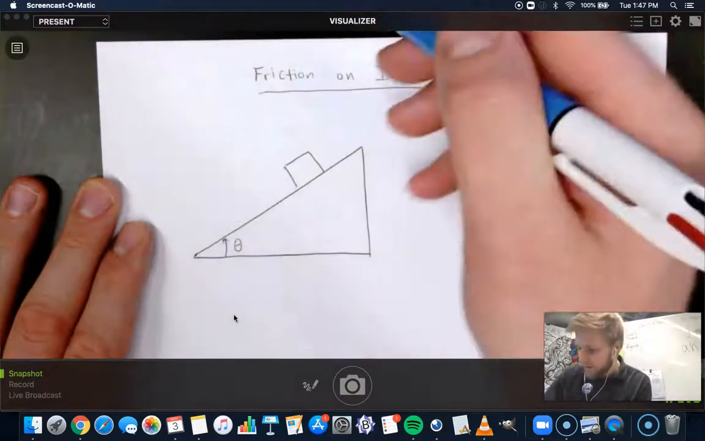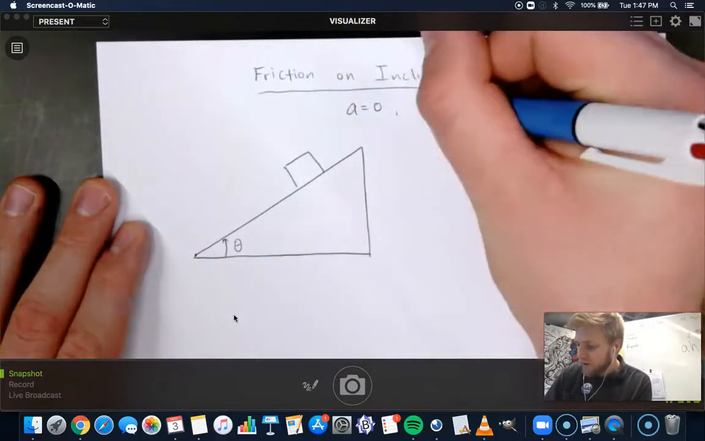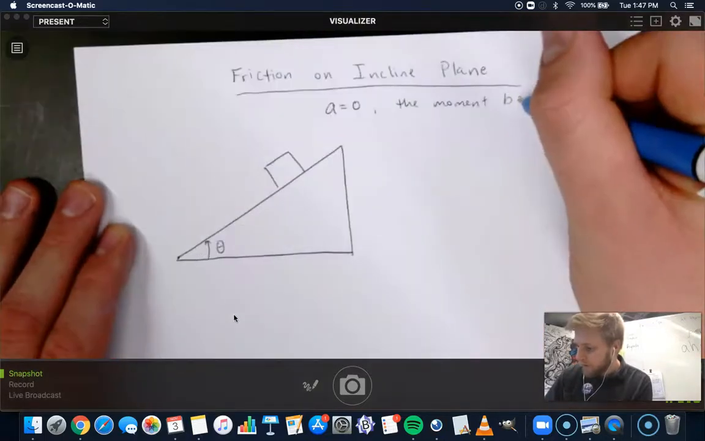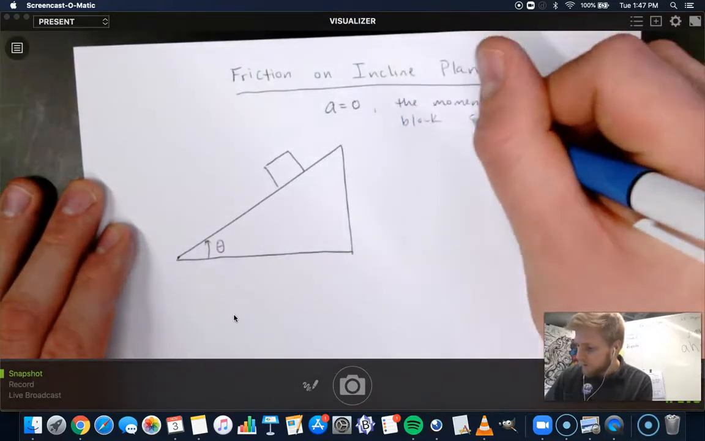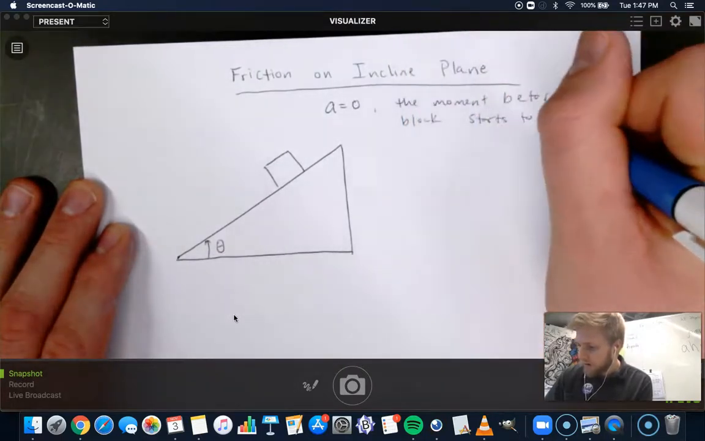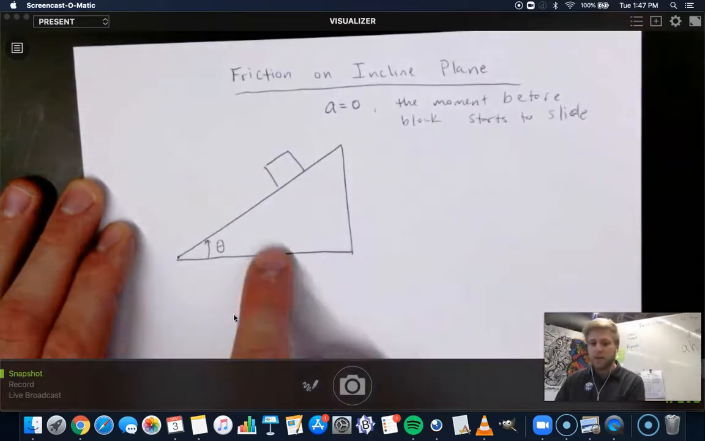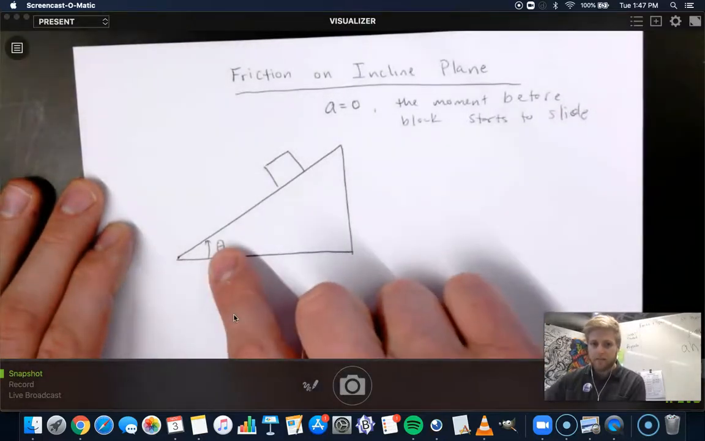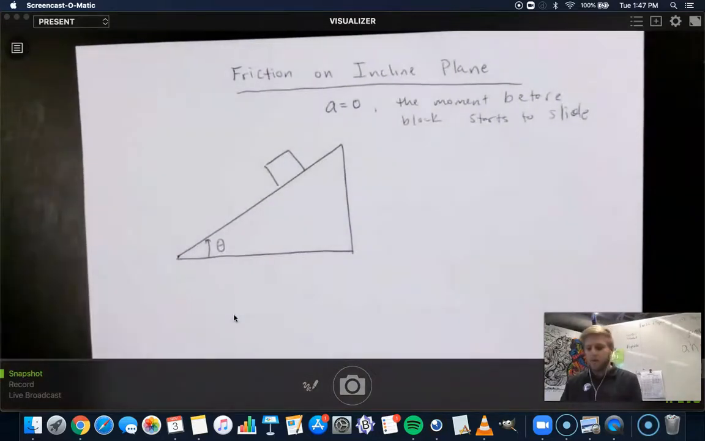So this is really critical, actually. We're still going to say that the acceleration is 0. This is the moment before the block starts to slide. The idea here is that we're going to reach a critical angle as we increase the angle. At the moment that we reach this theta, whatever specific one it is, the thing will start to slide. So from there we can do our analysis.